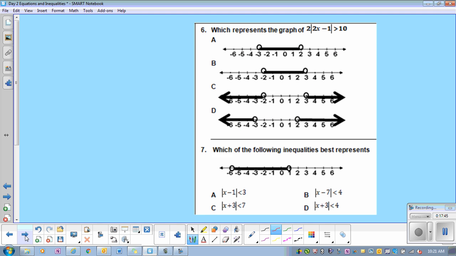All right, so number 6, which represents the graph of this absolute value? Guys, you do it. Plug it in. Find the graph that matches. D2, perfect. All right, so everyone said C. How about number 7? D. D? Yeah. All right, good. Sabrina, you too? Okay.